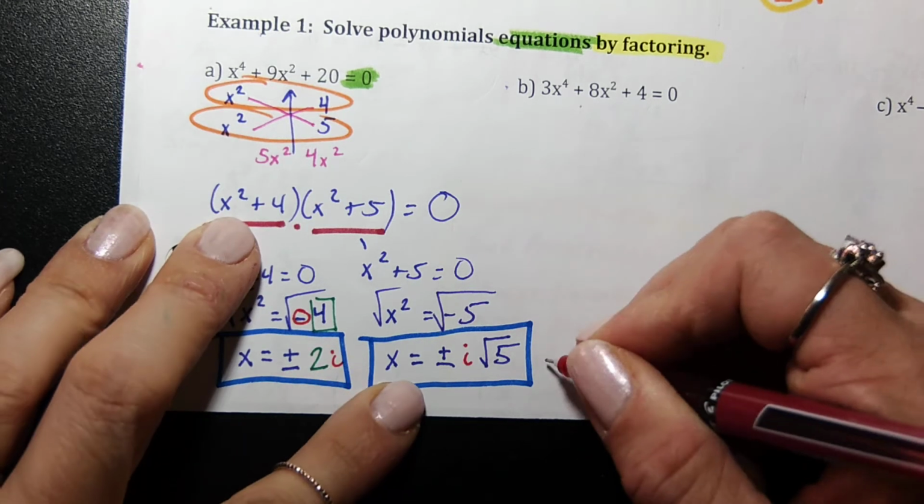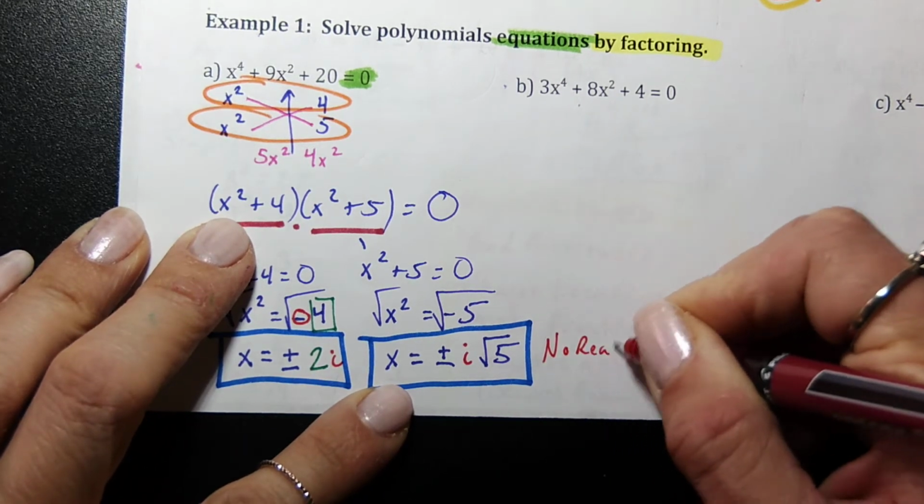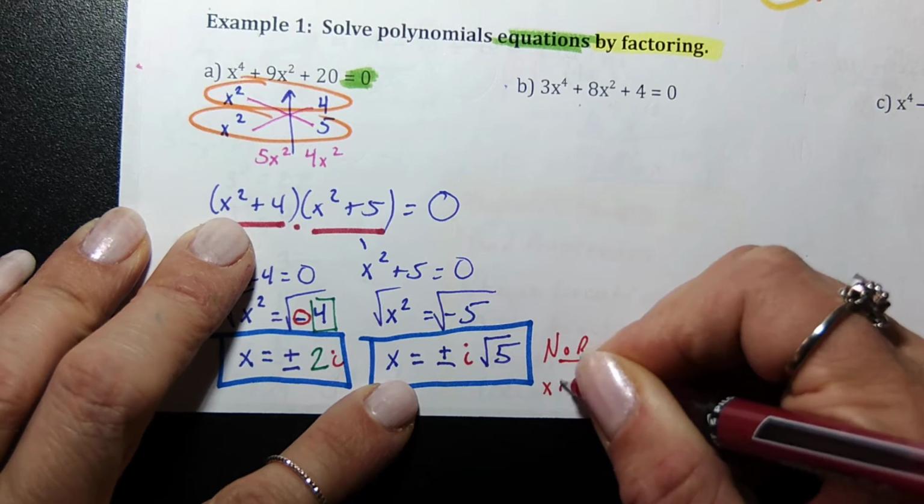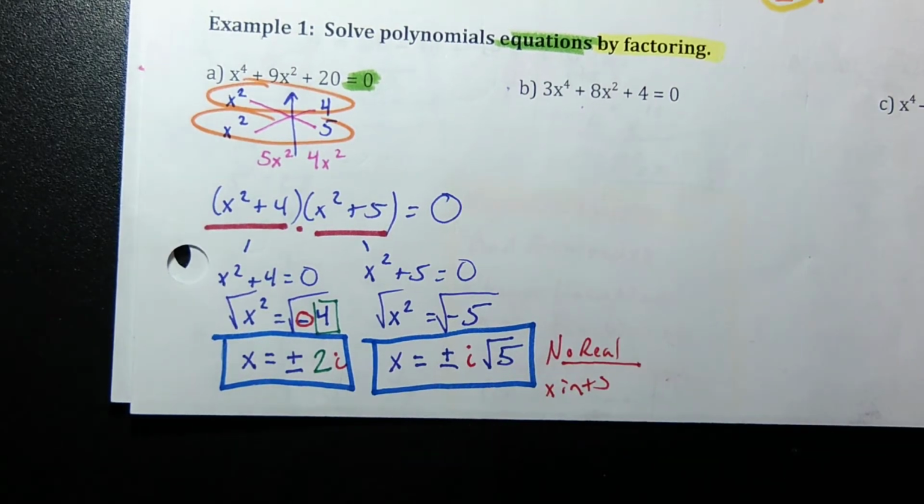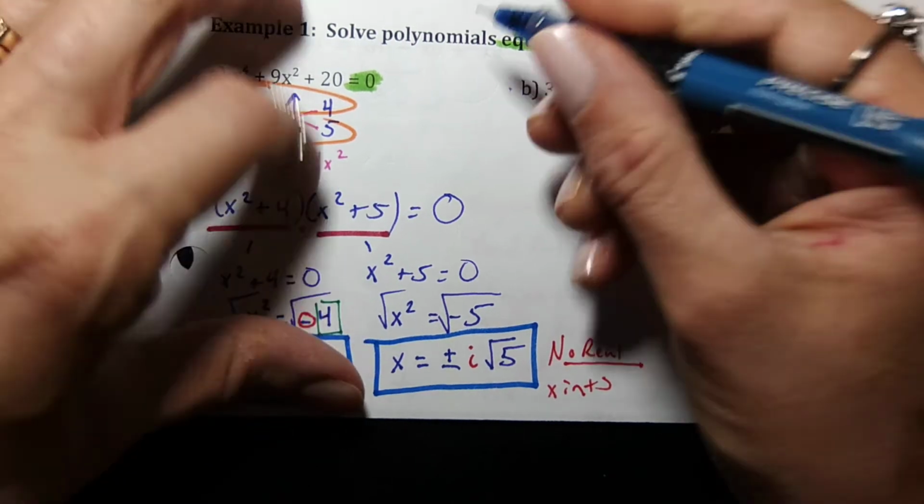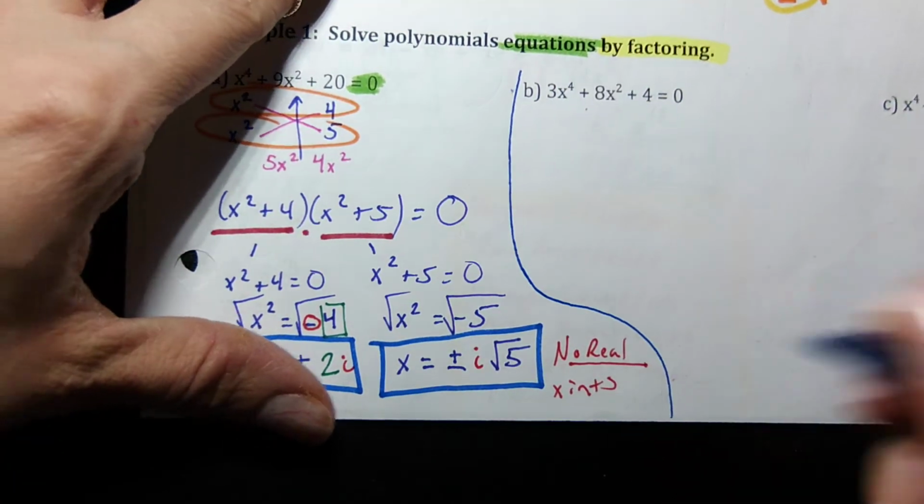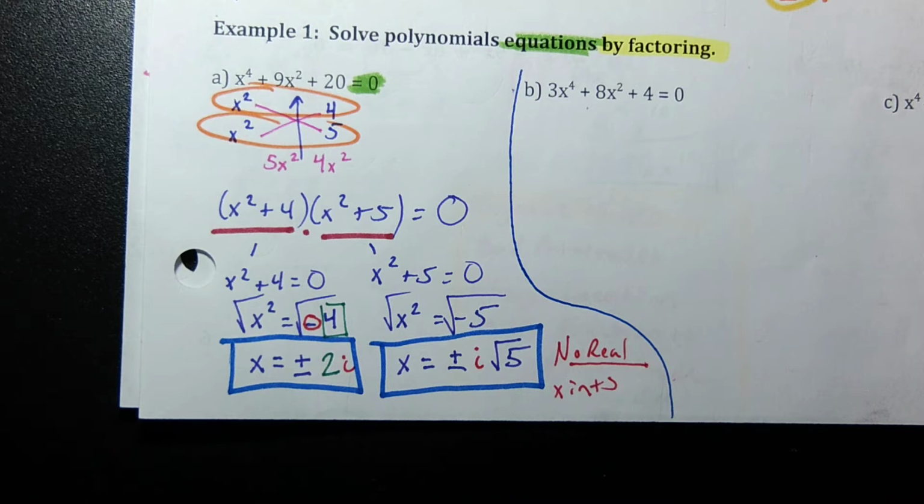So you can write no real x-intercepts. But we still found a total of 4 algebraic solutions. So it's important that we include our plus or minus because that's all the difference between having just 2 solutions and having 3 solutions. So let's go through that one more time.